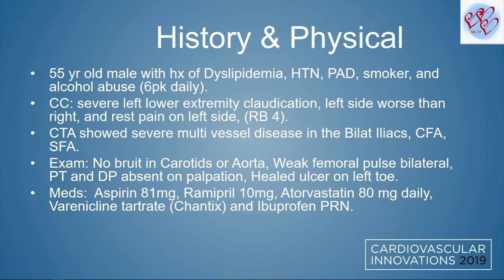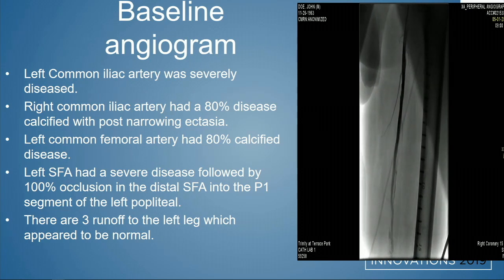On exam, he had a weak pulse over the left side. Over the left lower extremity, his distal pulses, DP and PT, were barely palpable, and he had a healed ulcer over his left toe. He's on aspirin, statin, ramipril. Also, I found Chantix and ibuprofen on his medication list. Here is his baseline angiogram.